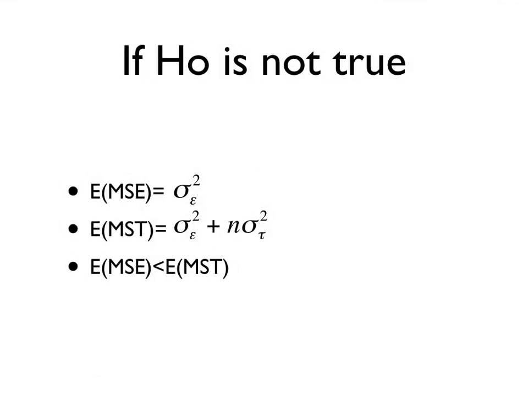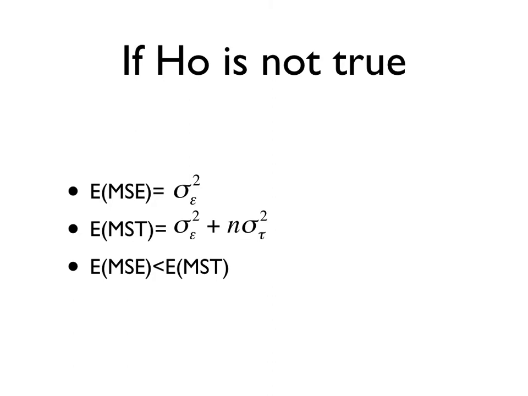But if H0 is not true, the expected value of mean squared error is still the same, or mean squared between groups, if you like that. Think about what mean squared error is. It's the variance in this group, plus the variance in this group, plus the variance in this group, divided by 3. So it's the average variance within groups.